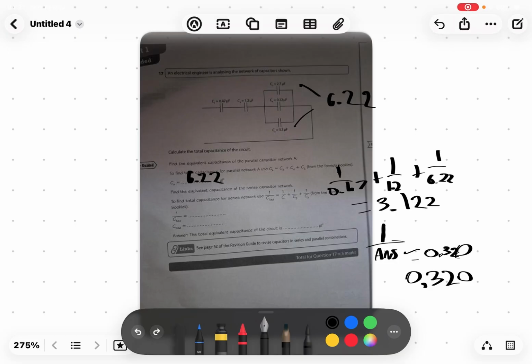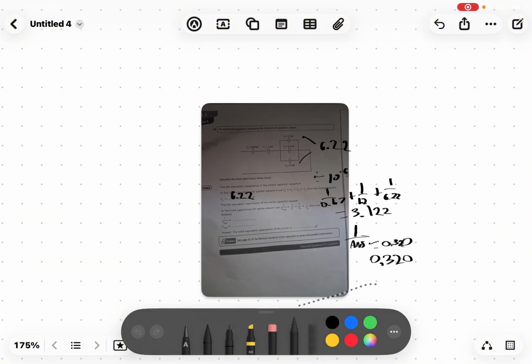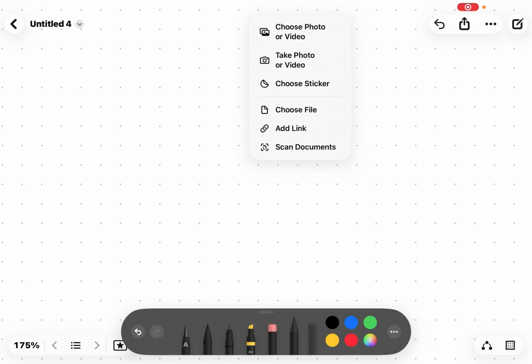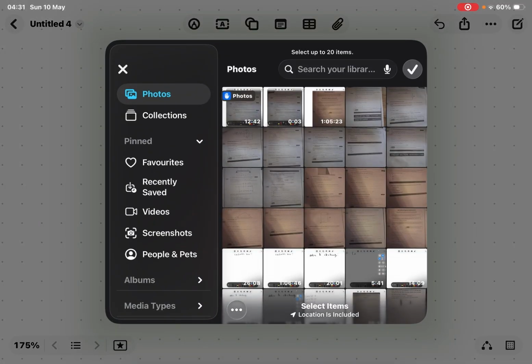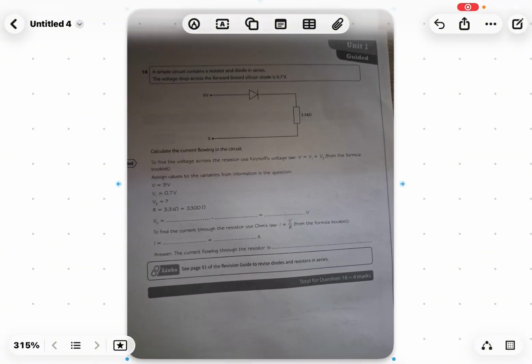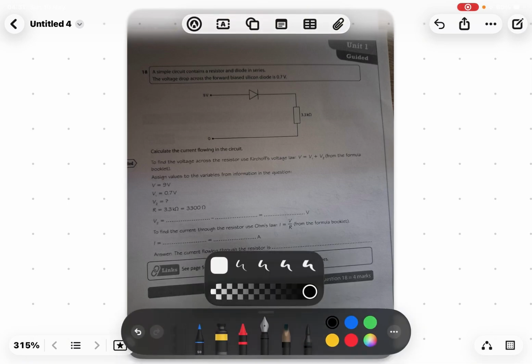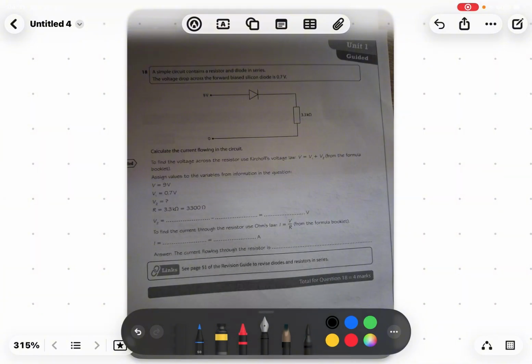However, if it asks you to do it in farads, you just multiply it by 10 to the power of minus 6, because that's what micro is. And then after that we have this. So this one is also quite easy. So basically, please read the question.